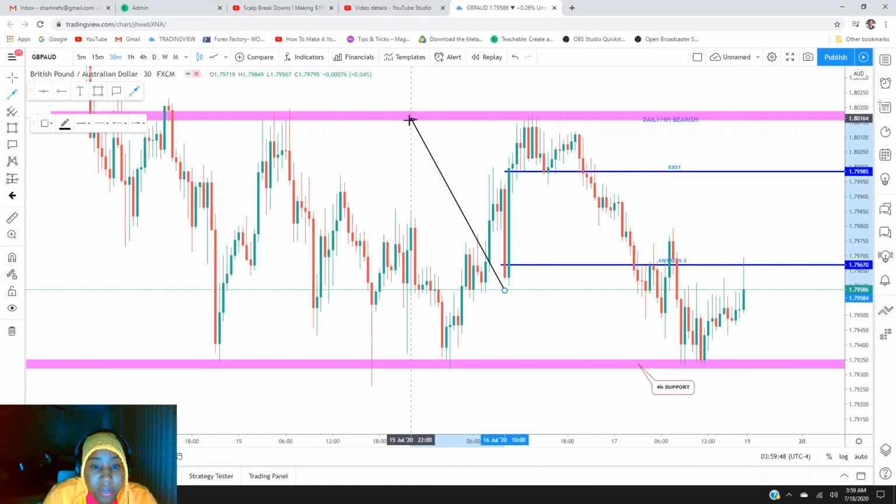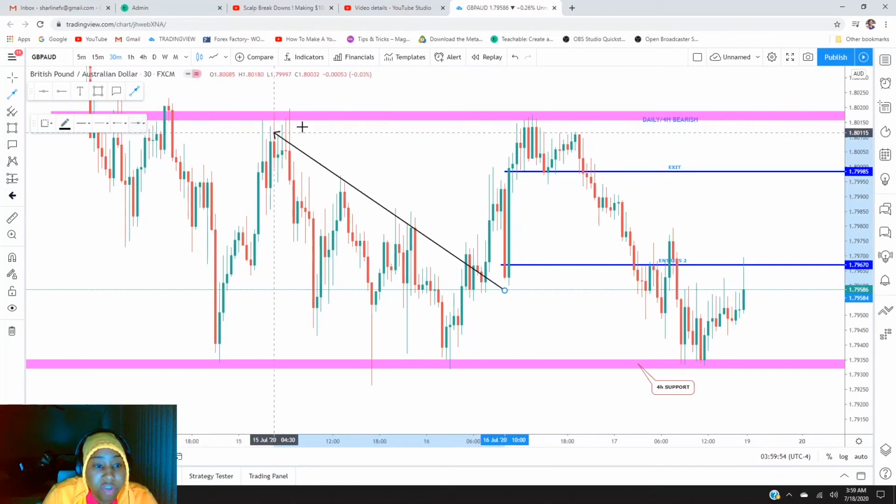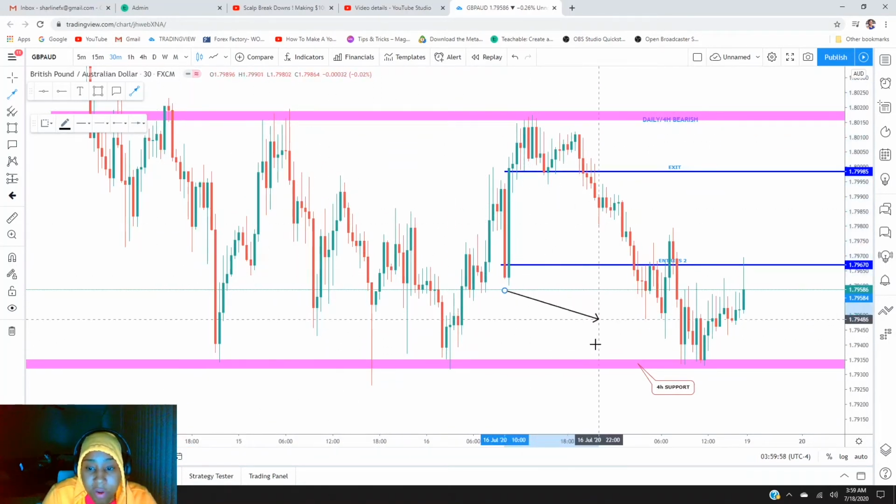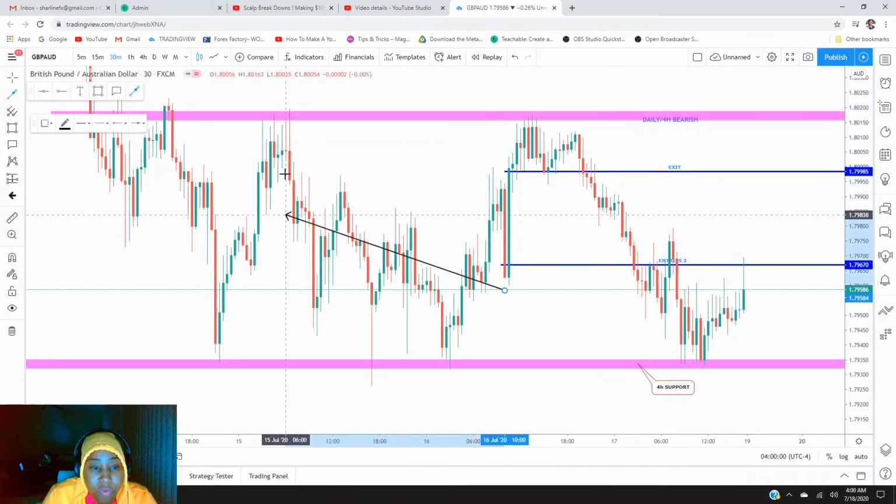Between this support and this resistance, it's a perfect level to take a trade in, because price keeps on rejecting up here and it keeps on rejecting down here. So price is kind of like ping-ponging in this area right here. So your risk to reward is very high in terms of taking a sell here or taking a buy here.